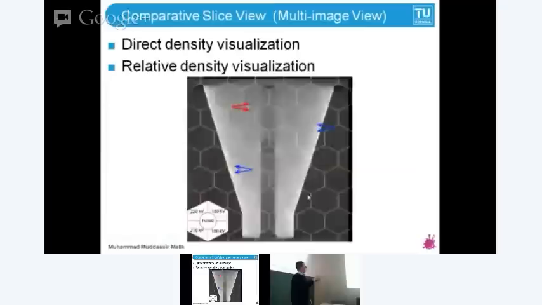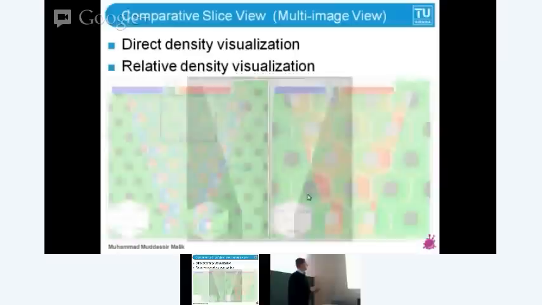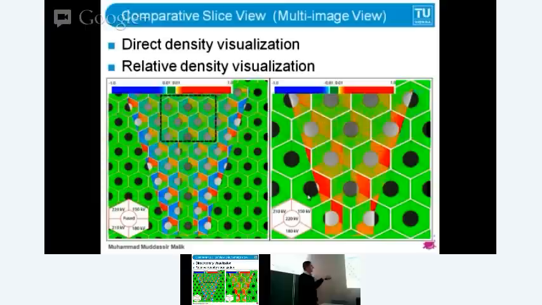You do a direct density visualization. You take the data, display it in these various fields, and then you compare it. But you can also have a relative density visualization in the sense that you are showing the differences. And here we see the central data set, and here the deviation from this central data set is color-coded. Green means almost no deviation. Red and blue means deviation.